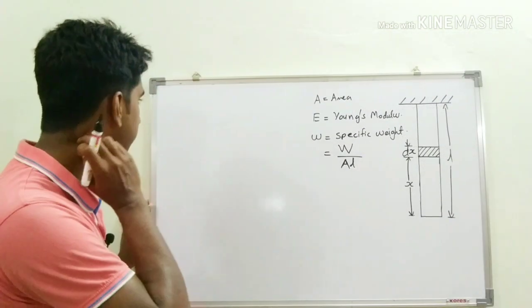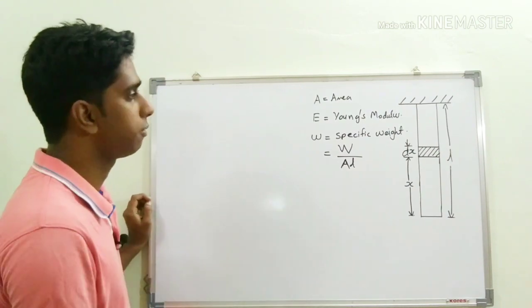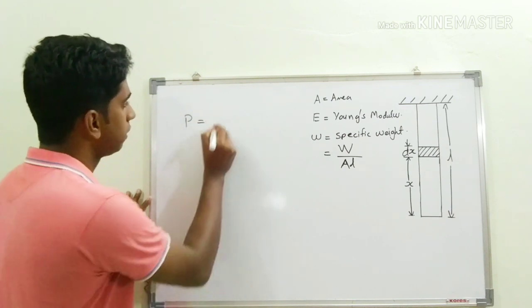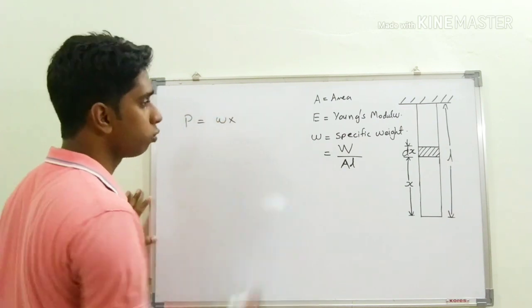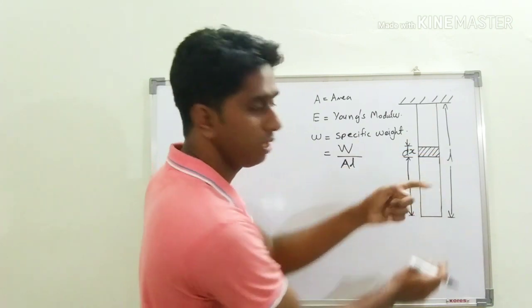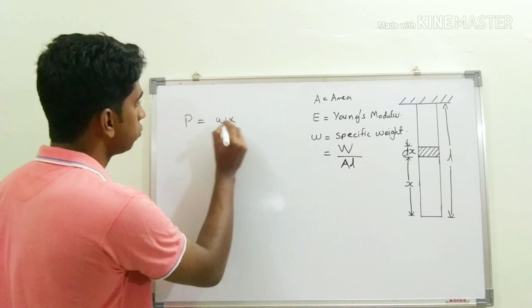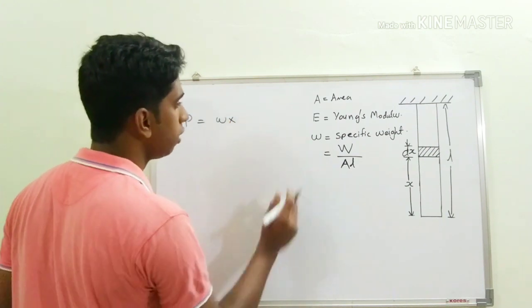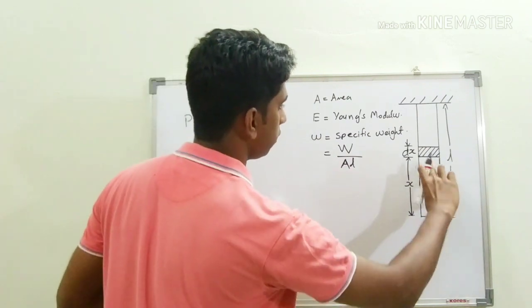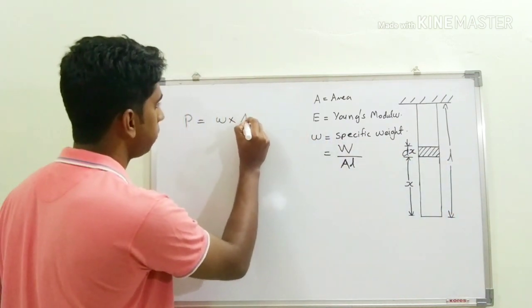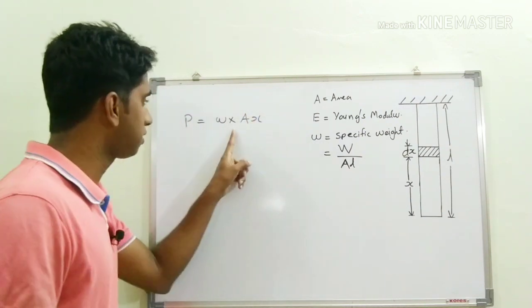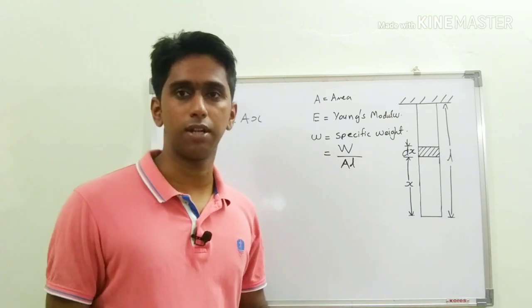So how can we write the load acting on the differential element? That is P is equal to specific weight into volume of this portion below the differential element. Am I right? So that is small w into the volume of this portion, which is cross-sectional area into distance. So we can write it as w A x. This is the load acting on the differential element.